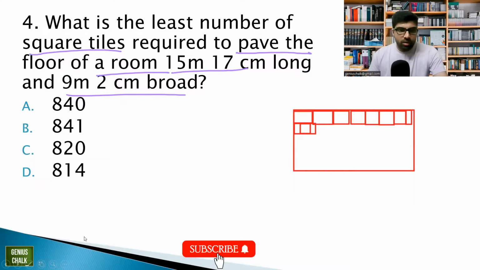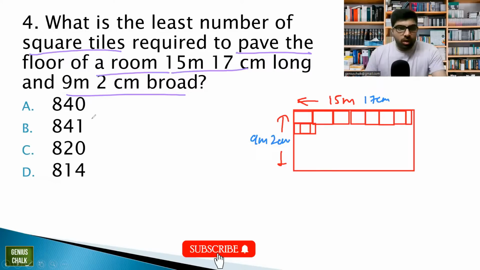Now the length is given, it's the floor of a room. Its length is given as 15 meter, breadth is given as 17 centimeter, and the least number of square tiles. So this is the length. Okay, this is the complete length, so let's correct it. It is 15 meter 17 centimeter. Next is 9 meter 2 centimeter.